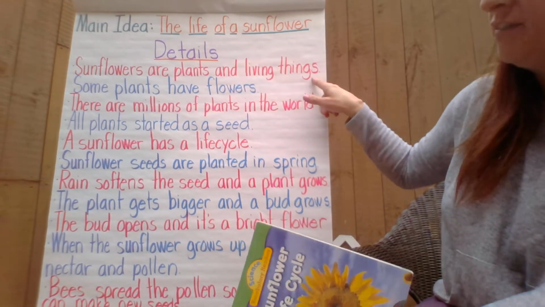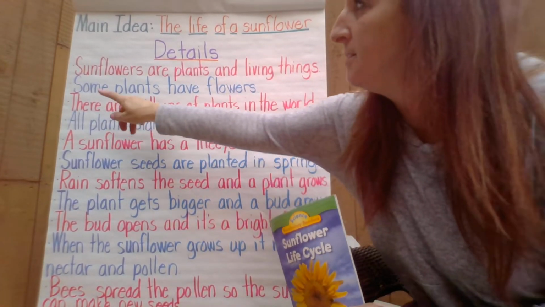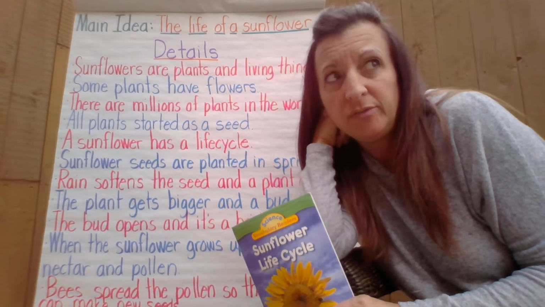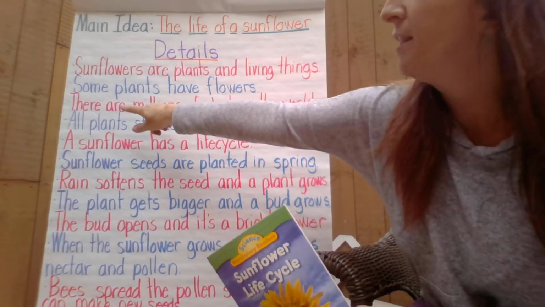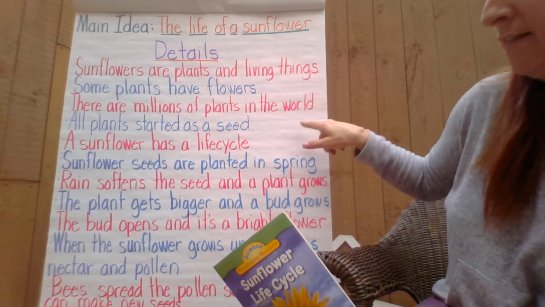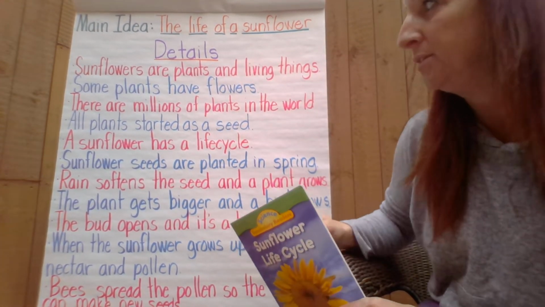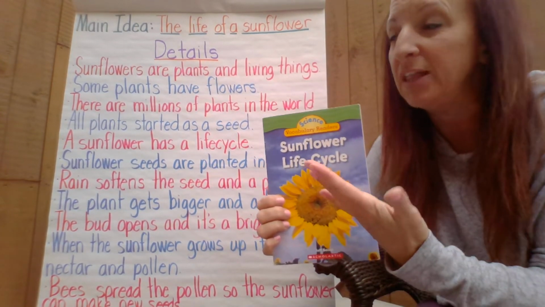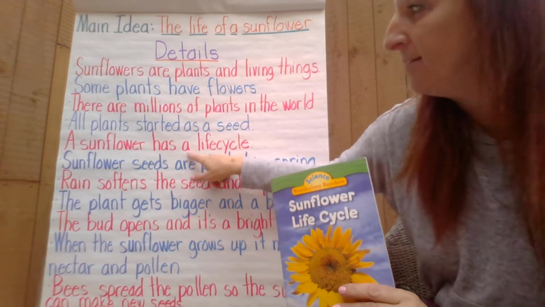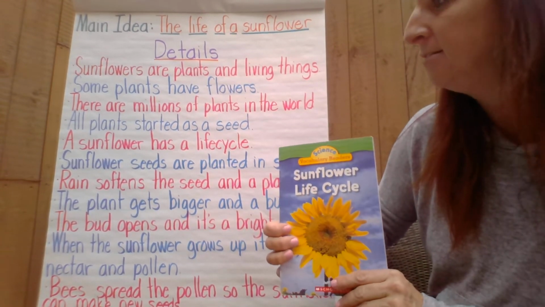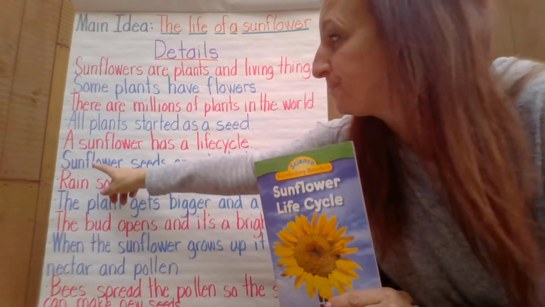Sunflowers are plants and living things. We learned that. Some plants have flowers. Do sunflowers have flowers? They do. There are millions of plants in the world. We read that. All plants started as a seed. That was an important detail. And we're reading about the life of a sunflower. A sunflower has a life cycle. We're reading about its life. So when it starts out as a seed, that's the beginning of its life.